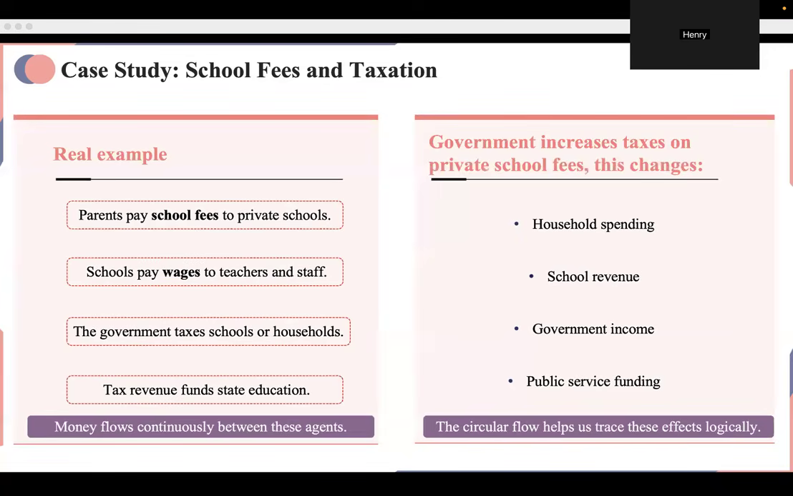Now, let's apply this to a real world example. Parents pay school fees to private schools. Private schools pay wages to teachers and staff. The government may tax either households or schools. This tax revenue is then used to fund state education. So money flows between households, schools, and government. The circular flow model allows us to trace these effects logically. For example, if taxes increase, household disposable income may fall, reducing spending elsewhere. At the same time, government spending on state education may increase.